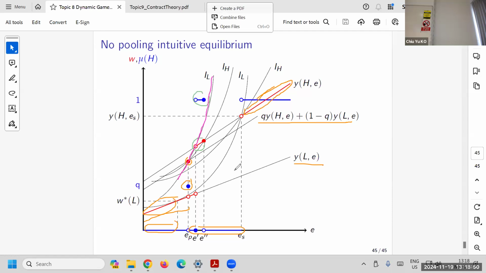The idea again is very simple. If pooling, because of single crossing, the high type's indifference curve must be flatter in this way. That means there must exist some range where the high type would want to do it but the low type doesn't. So they could just do slightly more than the pooling level, such that the low type doesn't want to mimic, and only the high type wants to do it.